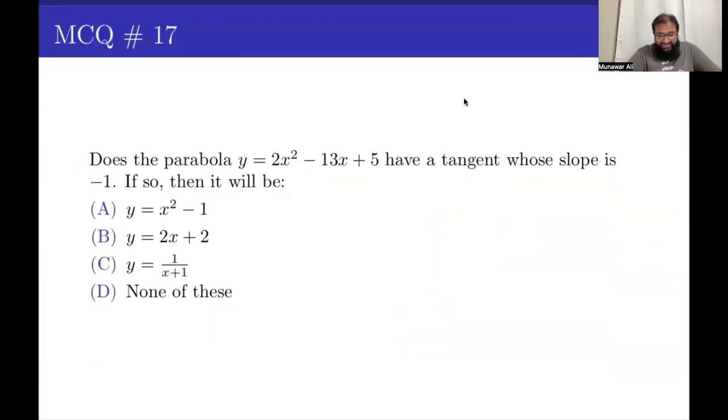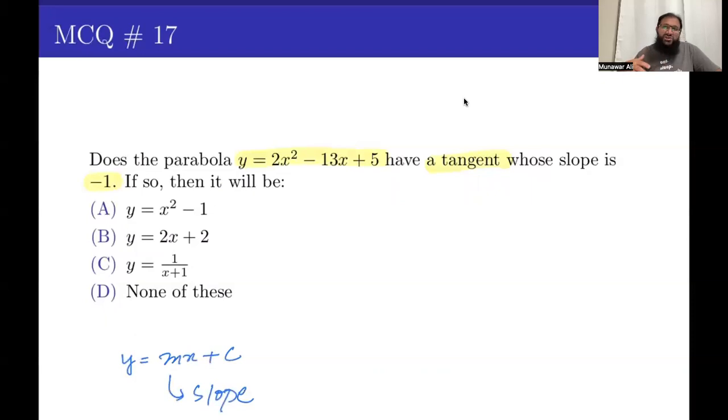So MCQ number 17 is, we have a parabola which has a tangent whose slope is -1. If so, then what is going to be the tangent? So tangent is always a line, a straight line. And we know very well the equation for a straight line is y is equal to mx plus c, where m shows slope.